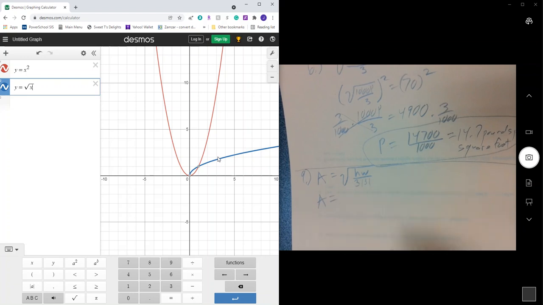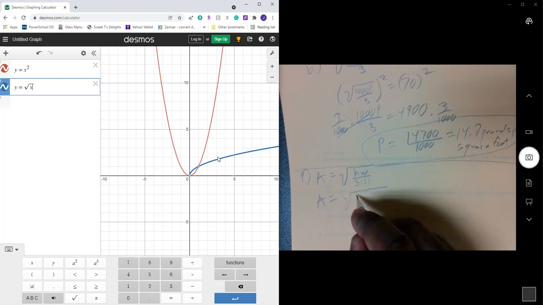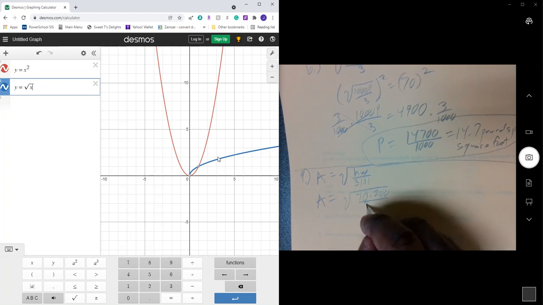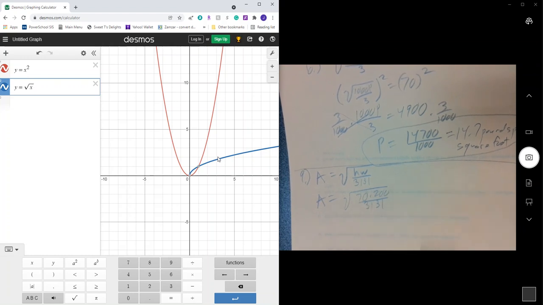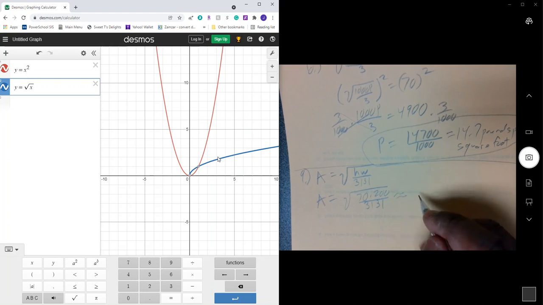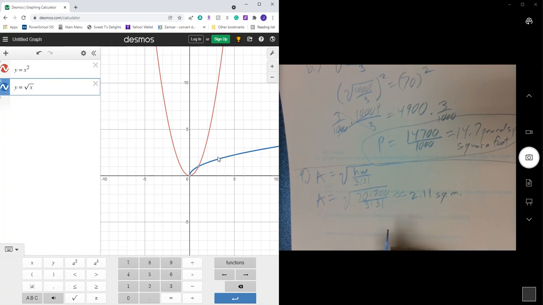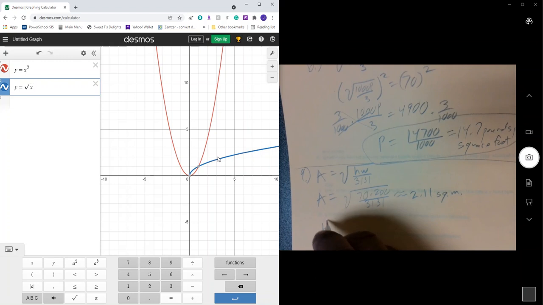So we have A is equal to the square root of 70 times 200 all over 3,131. When you put this in your calculator, it'll be approximately 2.11 square meters. Or you could write m to the second power. Either one is fine, square meters or m squared. All right. So that is A.